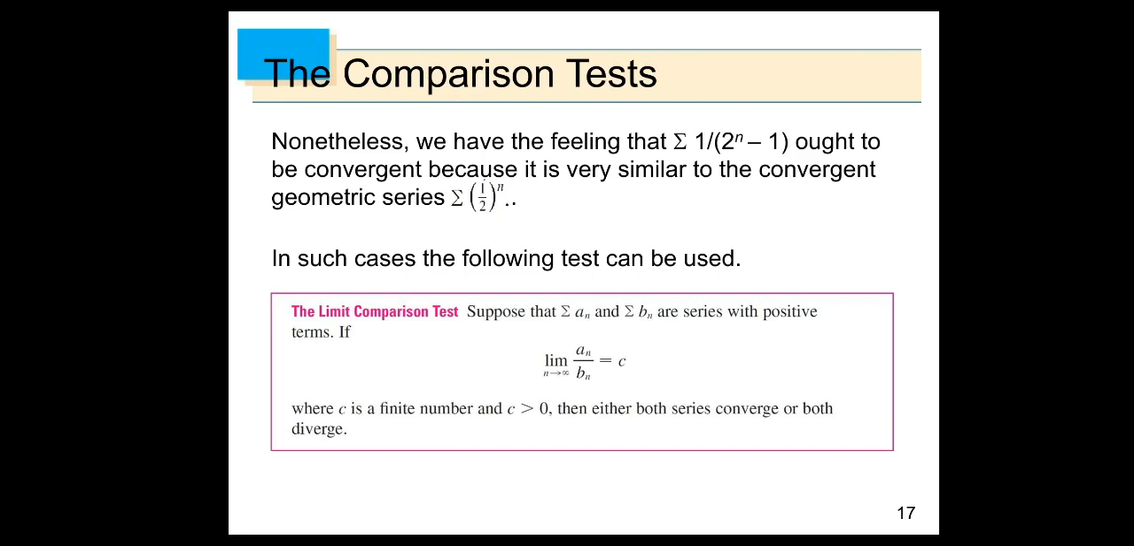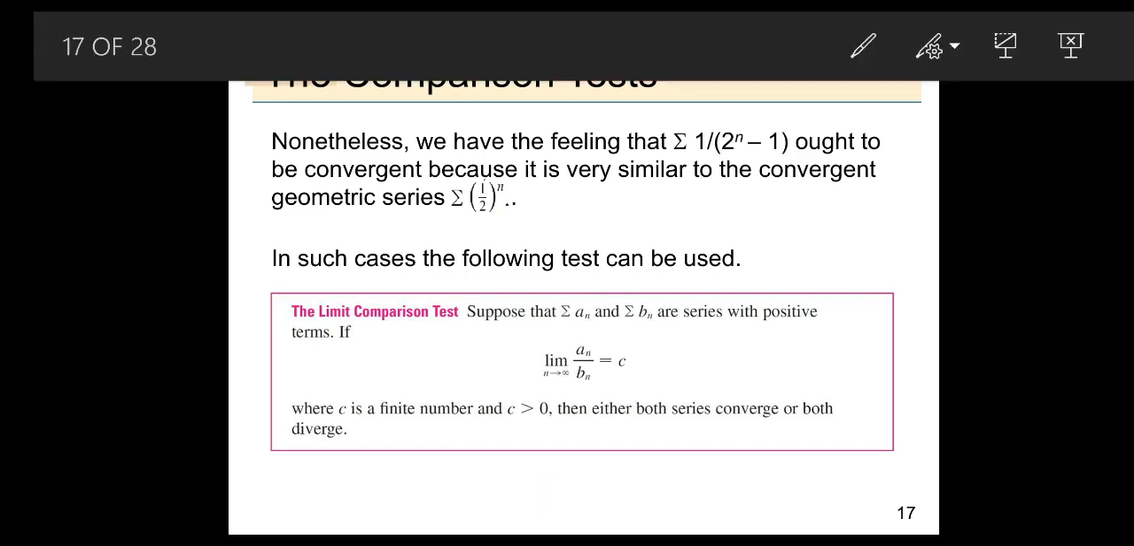So in that case, what do we do? We will have our limit comparison test. So what does it say? The limit comparison test says, suppose that we have sigma a n and sigma b n. These are series with positive terms, right? Okay, so here is the deal. Our limit of a sub n divided by b sub n is equal to c, where c is a constant and n approaches infinity, right? Now remember, if our c is greater than 0, then either both series converge or both diverge, right?